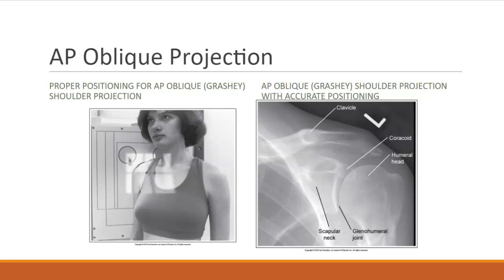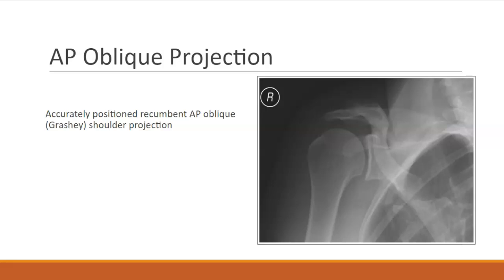The glenoid cavity should be demonstrated without thoracic superimposition. The clavicle will be foreshortened and is horizontally situated. In a patient who is recumbent, the glenoid cavity will be situated slightly superior and the clavicle will be foreshortened and aligned vertically and superimposing the scapular neck.